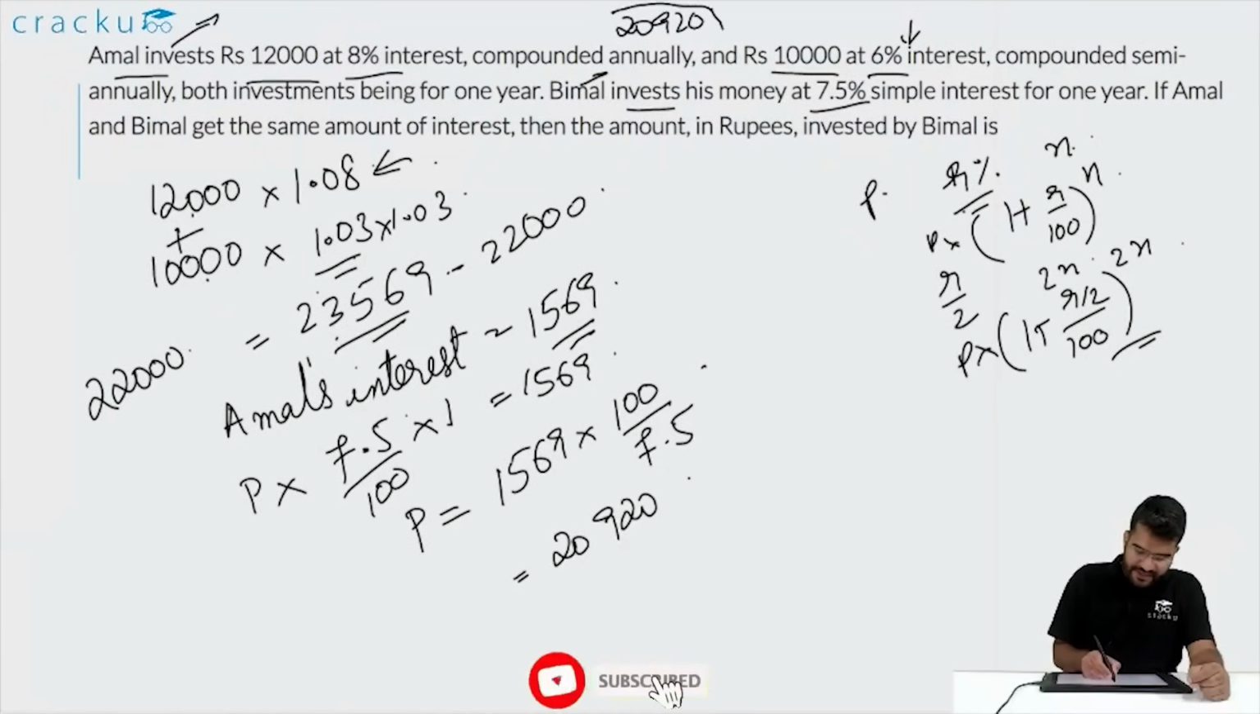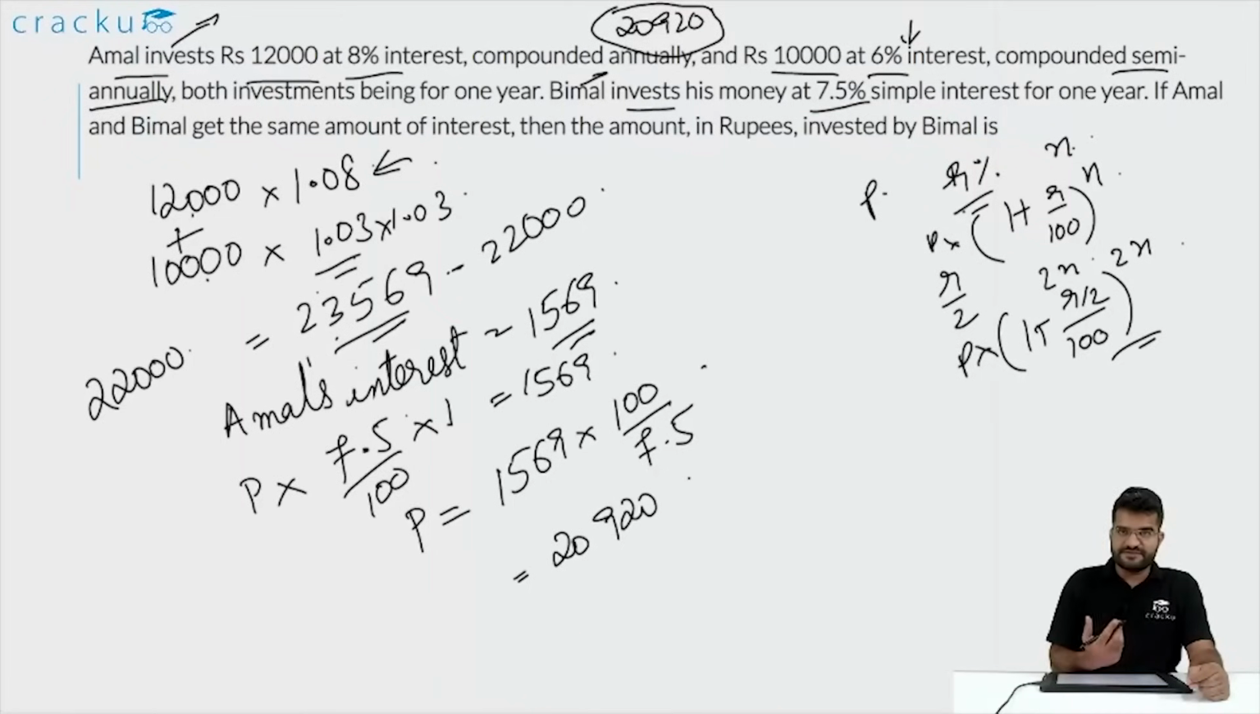The only sort of complication in this question is understanding what semi-annual means. In case of semi-annual compounding, just halve the interest rate and double the time period, and then you can do it as normal compound interest.